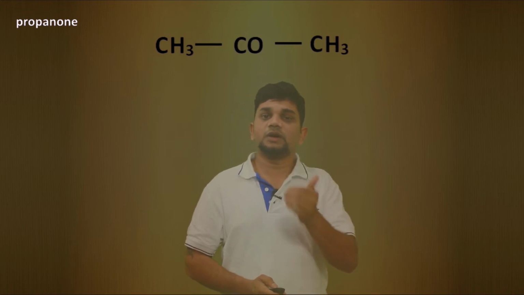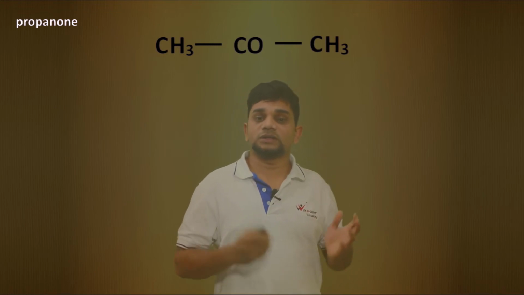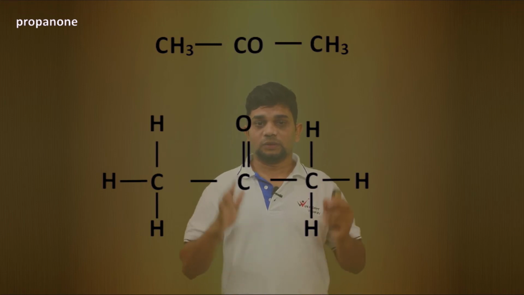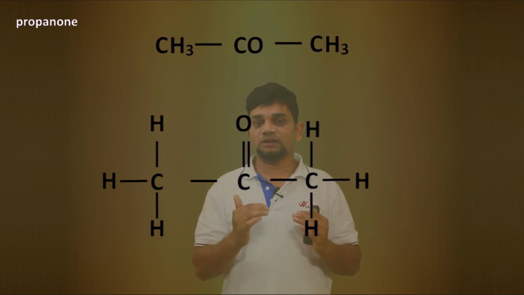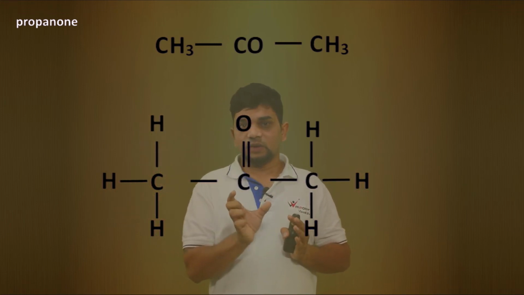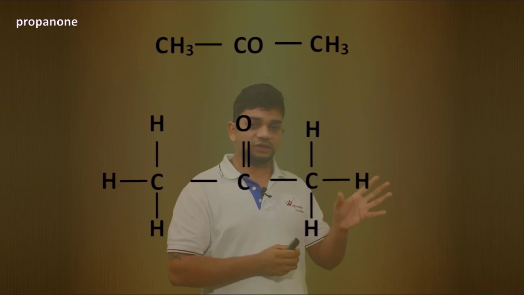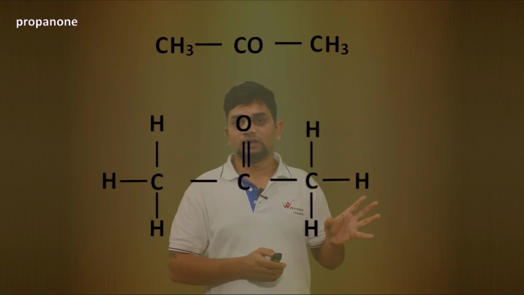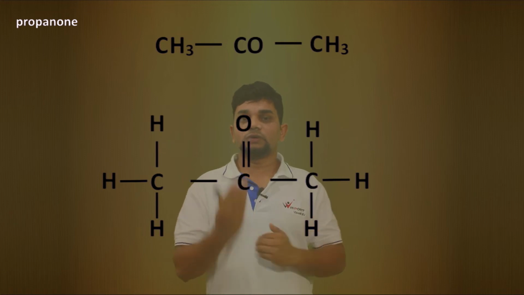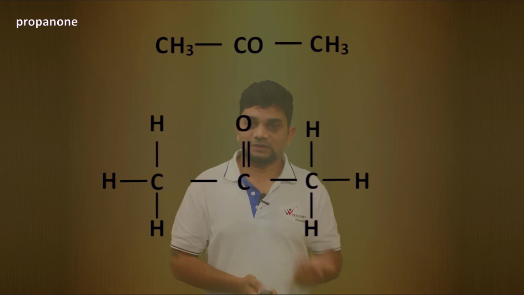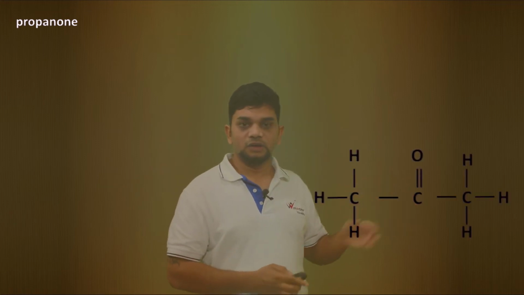We are going to convert this structure into an electron dot structure. So this is our expanded form. We are just expanding it: CH3, C double bond O, and CH3. This expanded form we are going to convert into a dot structure. This is our expanded form, and here we are going to draw the dot structure.